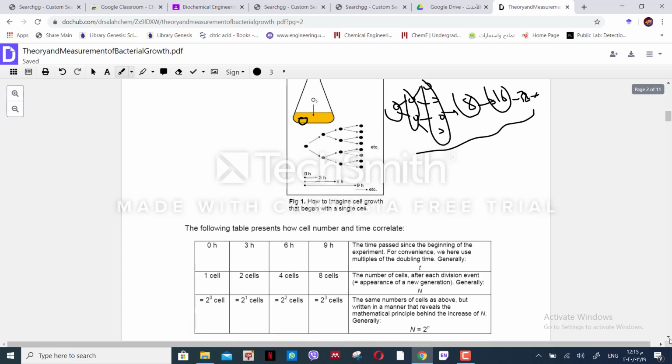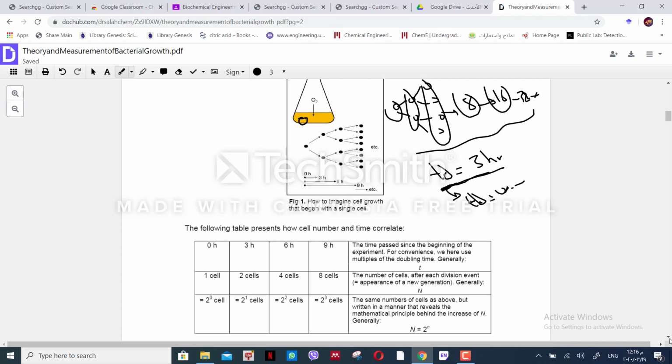So we need to correlate cell number with time, knowing that T_D here equals 3 hours, but this is for one type of organism. This T_D is variable according to the type of microorganism. So T_D will vary according to the type of bacteria or microorganism we use. It is not constant at 3 hours, but here we take it as 3 hours.